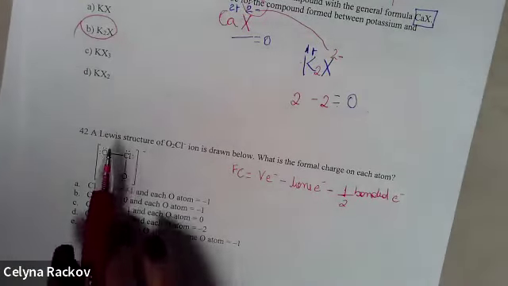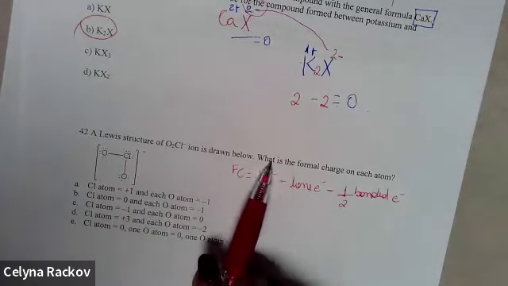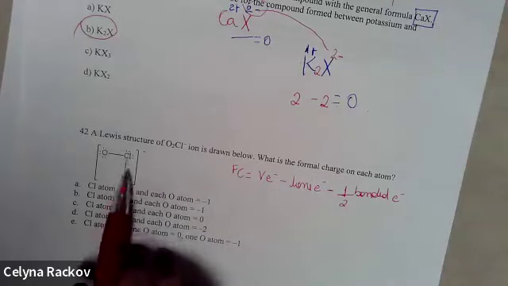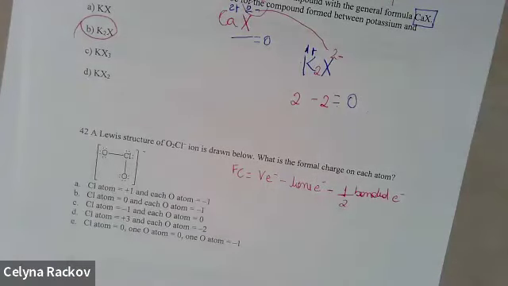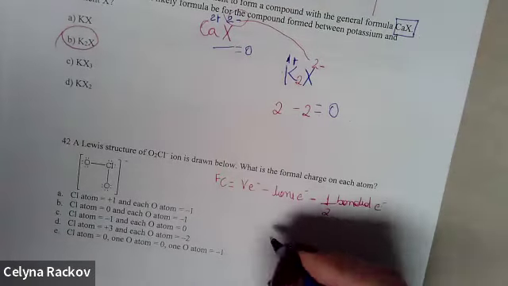Now, there's a structure here. What will be the formal charge for each atom here? Let's find it for chlorine first here. Chlorine.